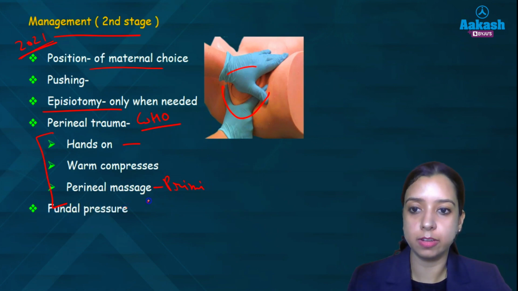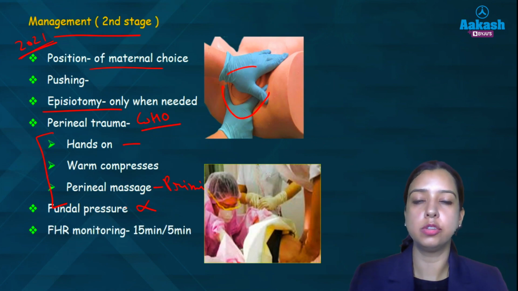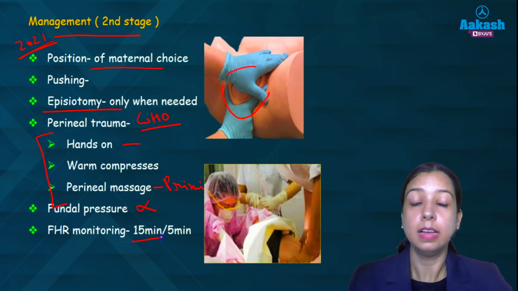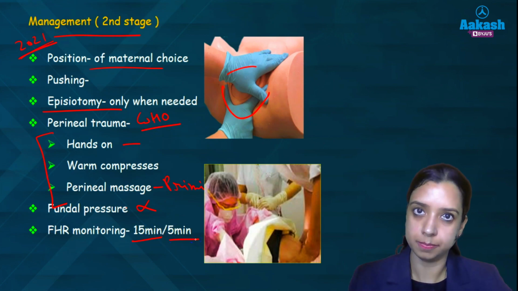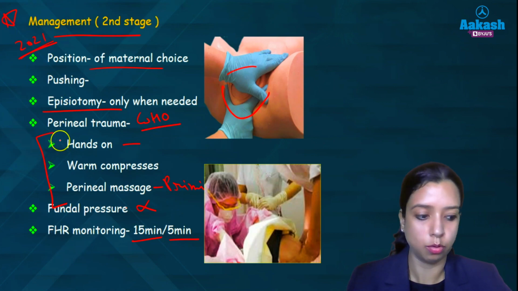Fundal pressure is never given. It has never to be given like this. FHR monitoring: in the first stage it was every 30 minutes and 15 minutes. Here it is every 15 minutes in low risk, and 5 minutes in high risk. Okay, very important. Almost all these steps were one of the options in the question when asked.